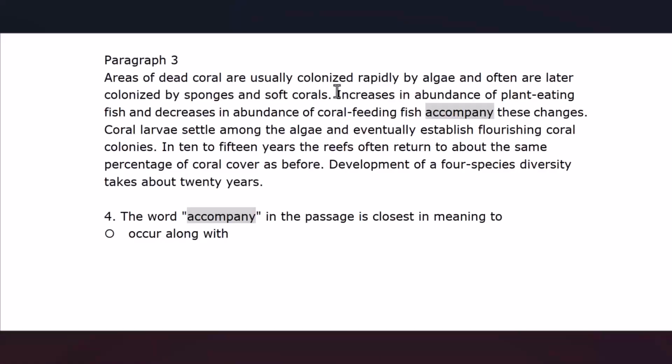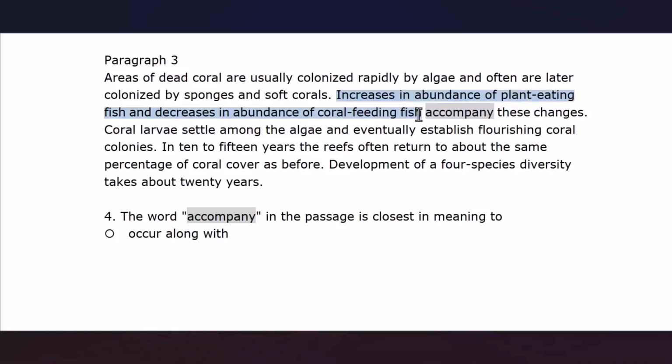The next sentence: increases in abundance of plant-eating fish and decreases in abundance of coral-feeding fish accompany these changes. So, okay, in this sentence, as always, our first attempt is finding the main verb. The main verb here is accompany, and our subject is increases in abundance of plant-eating fish and decreases in abundance of coral-feeding fish. This subject is compound.